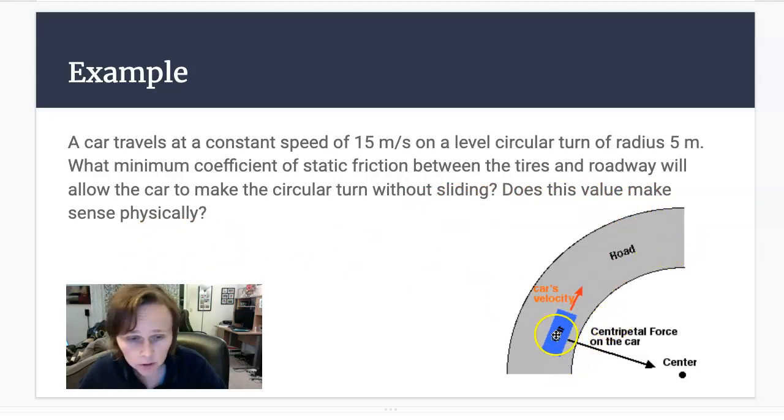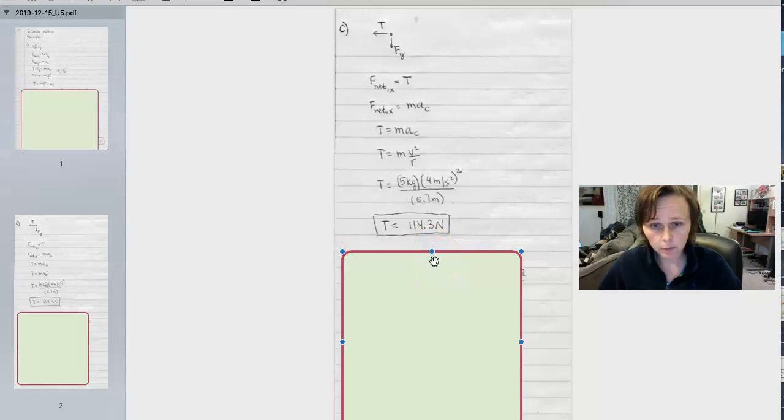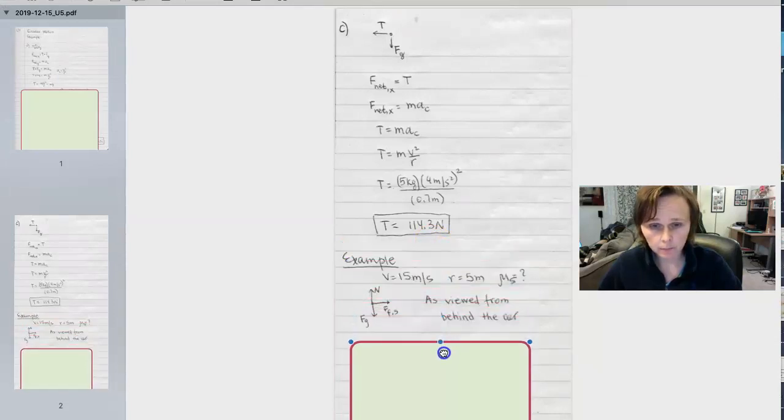Even though the car is turning only at a certain point, not the full circle, it can be considered circular motion. So we have the center of the circle, we know the radius, we know the speed, which is the linear speed, tangent to the circle, and we can calculate the centripetal acceleration and centripetal force. So let's look at this example. We have the given velocity and radius, and we need to find the coefficient of static friction.